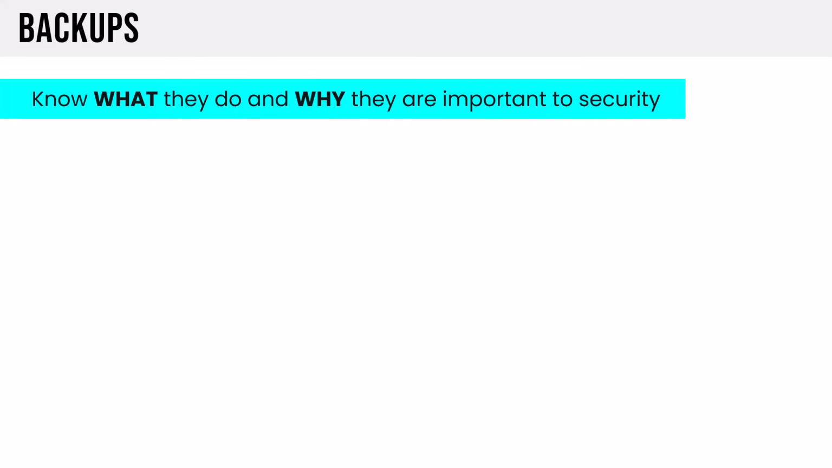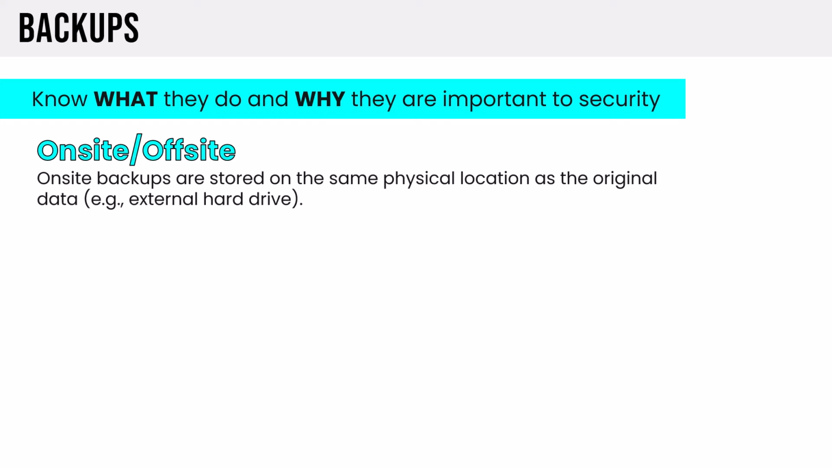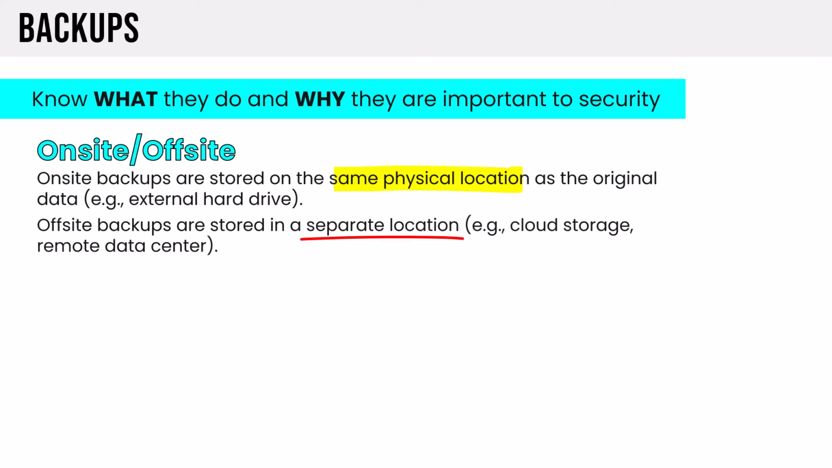Now we're going to move into the backups category, and you need to know what each of these backup types do, but also why they are important to security. So I'll fill in the gaps on all counts here. So backups can be on-site or off-site. So your on-site backups are stored on the same physical location as the original data, like an external hard drive. Off-site backups are stored in a separate location, cloud storage, remote data center, secure off-site storage purpose-built for storing media of that type.